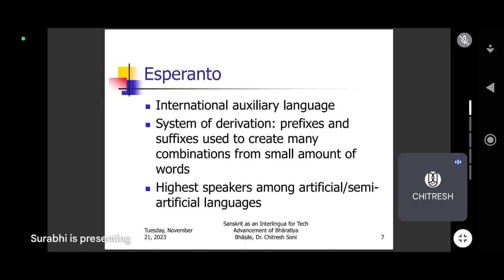And many people actually learn this language. They are speakers of this language. Although this language is not the language of any country, or a semi-official or secondary language in any of the countries, systems are making use of it. Duolingo is using this language. Google Translate is using it, and it has the highest number of speakers among artificial or semi-artificial languages. Next.